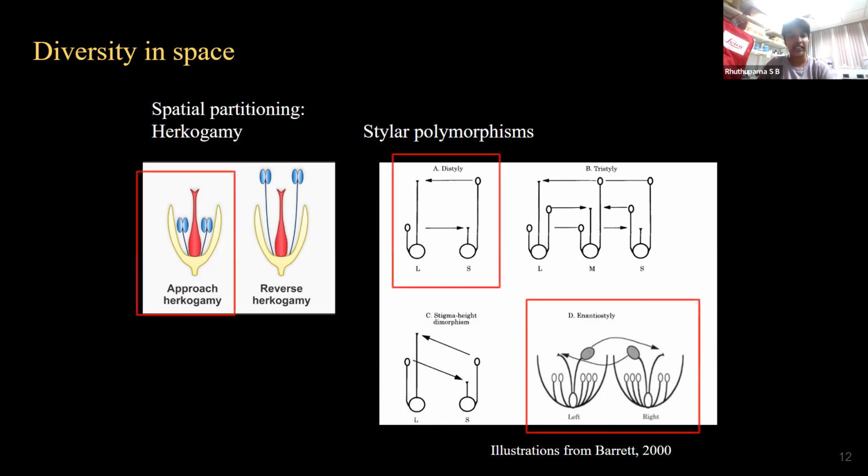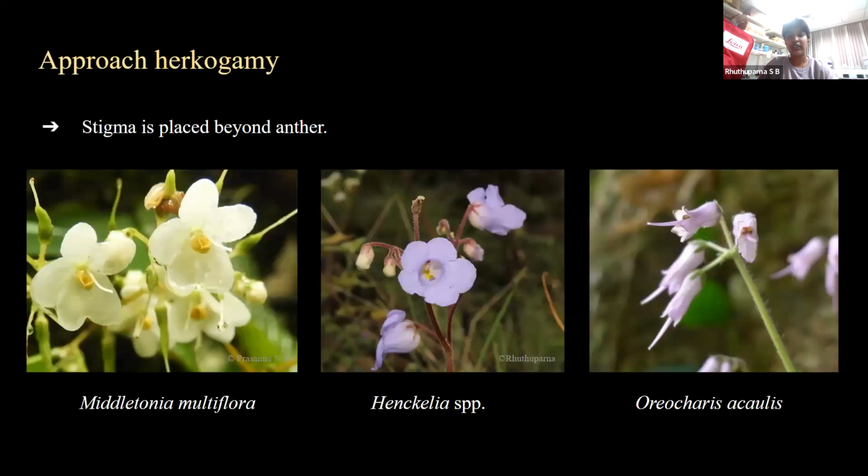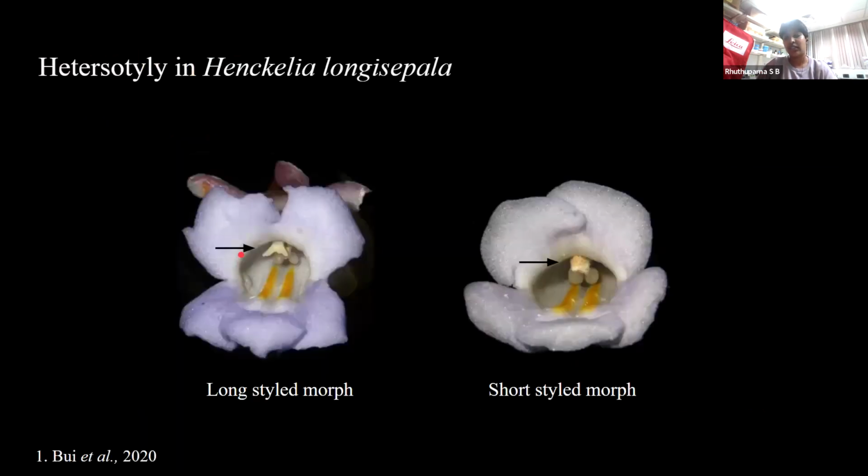So in Old World Gesneriaceae, so far three types of hercogamy have been reported. The first one, as I discussed before, is approach hercogamy. There are many genera in Old World Gesneriaceae where approach hercogamy was reported. I have only added three of them here: the first one is Middletonia, the second is Hengelia, and the third is Oreocaris. Here, as you can see, this is the stigma and this is the anther, and there is a spatial separation between stigma and anther.